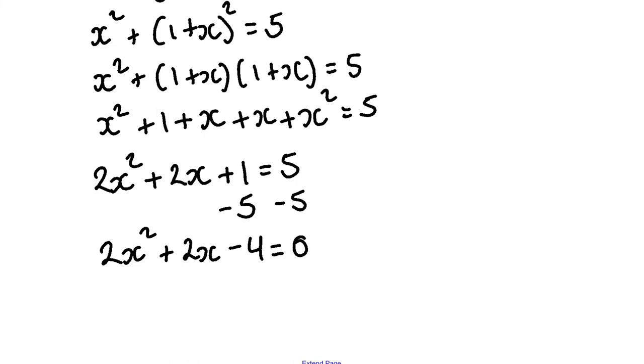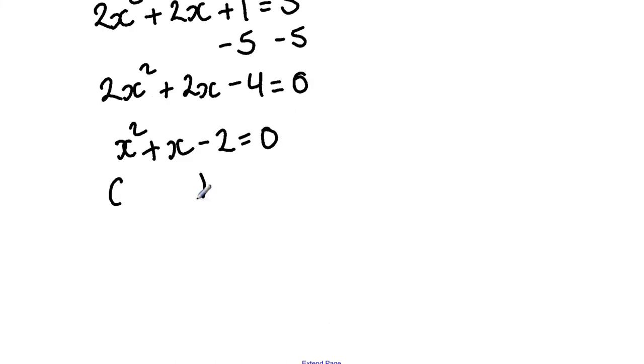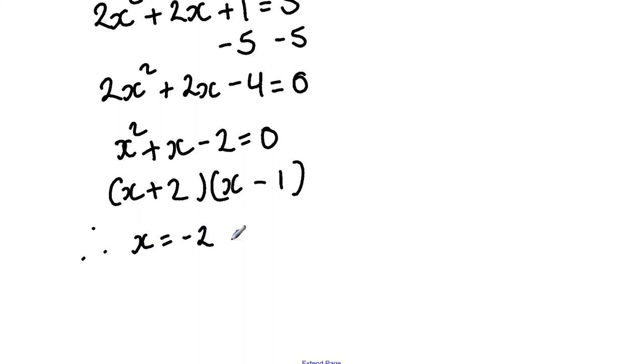I'm then going to simplify it further by dividing each of the terms by 2. So 2x squared divided by 2 is x squared. 2x divided by 2 is x. Minus 4 divided by 2 is minus 2 equals 0. I'm then going to factorize it, open brackets, x plus 2 and x minus 1. Therefore, the values of x are equal to minus 2 or 1. Now, to find the values of y, what we need to do is substitute the values of x into equation number 2. So let x equals 1.